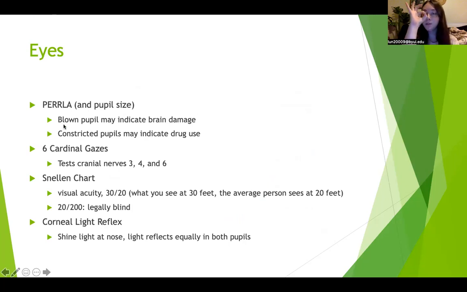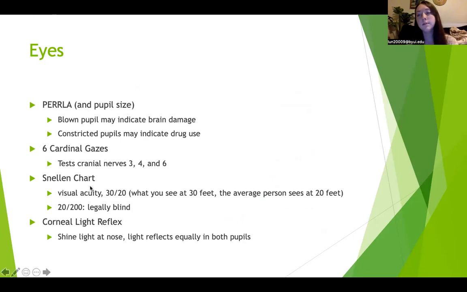If the pupils are blown, so really big and not reactive to light, it may indicate brain damage or brain death in severe cases. Constricted pupils may indicate drug use. So that's why I like the pinpoint pupils, like overdose on drugs. 6 cardinal gazes, testing cranial nerves 3, 4, and 6 when you take a pen and ask them to follow it in those different fields of vision in the 6 gazes.